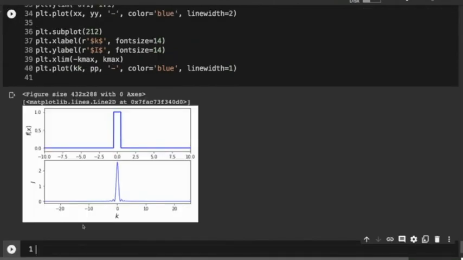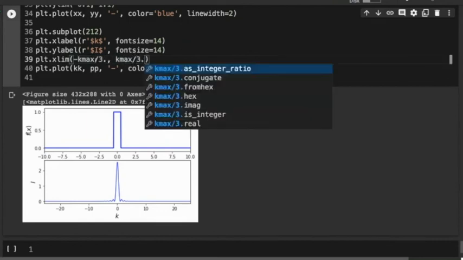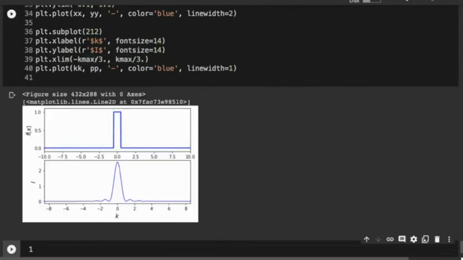Yeah, you can see this nice single slit diffraction pattern. To see it a little better, instead of plotting minus k max to k max, I can zoom in a little bit, and to do that, I can just divide the k max interval, which will let me see more clearly in k, and you can see now these nice patterns coming in.